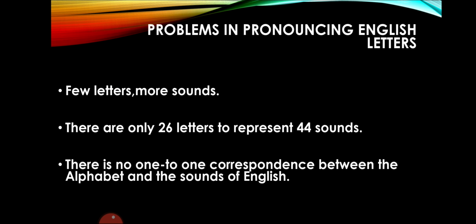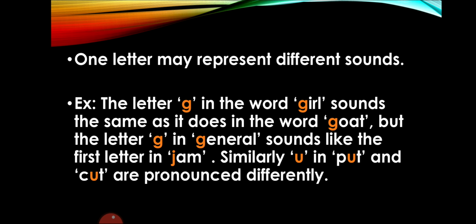Now, let us see problems in pronouncing English letters. Few letters, more sounds. There are only 26 letters to represent 44 sounds. There is no one-to-one correspondence between the alphabet and the sound of English. Let us see all the problems one by one.